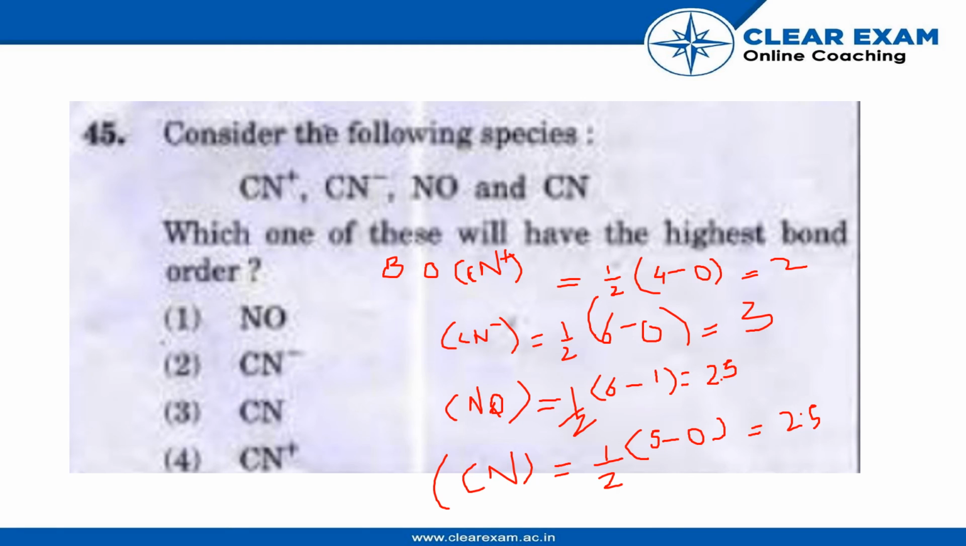So the highest bond order is for CN-, and hence the answer is option number 2.